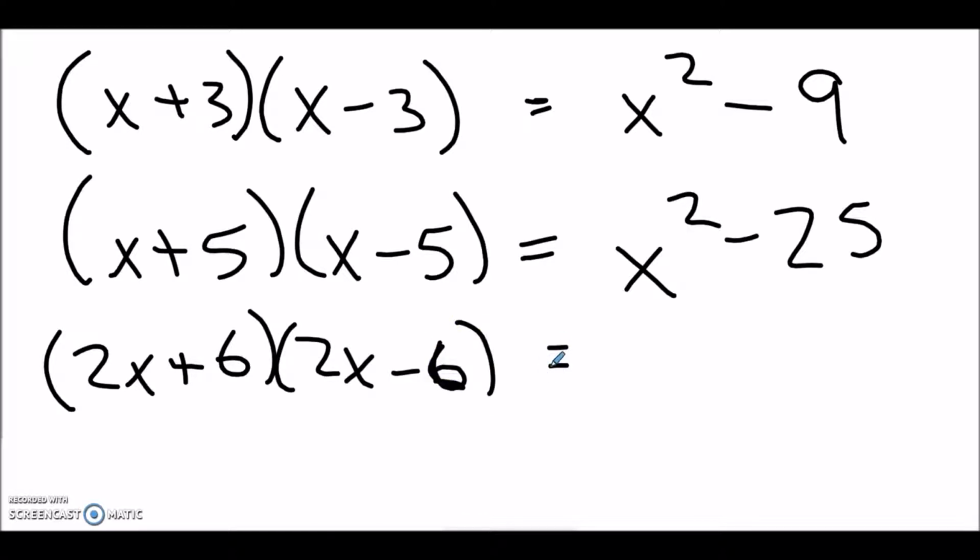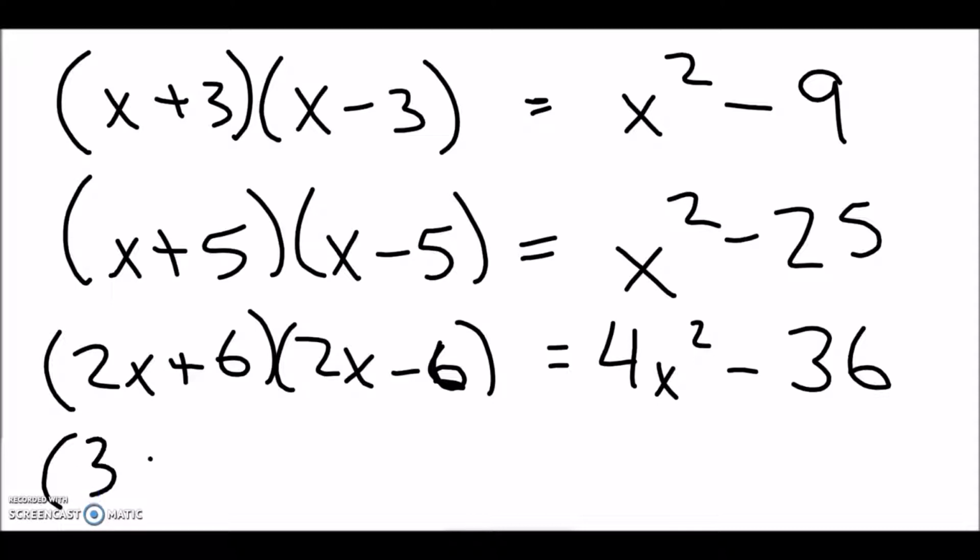But I can try to make it a little harder. 2x plus 6, 2x minus 6. What did you get for your first term? 2x times 2x. Did you put 4x squared? I sure hope you did, because 2 times 2 is 4. X times x is x squared. Positive 6 times negative 6, negative 36.